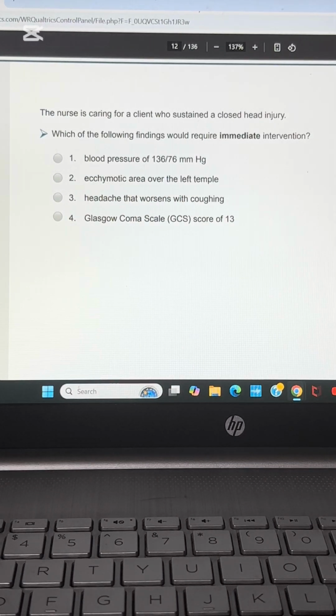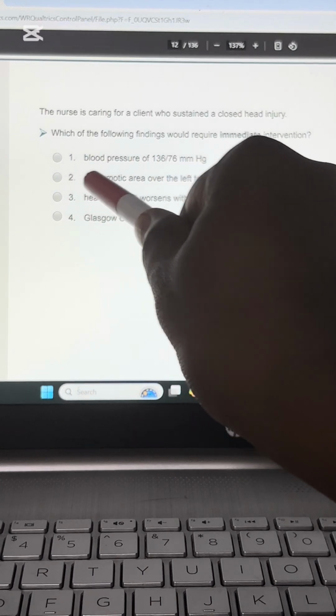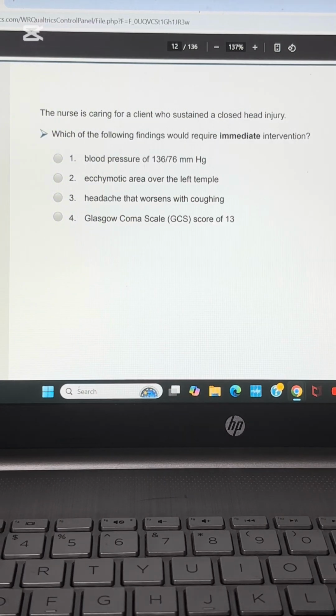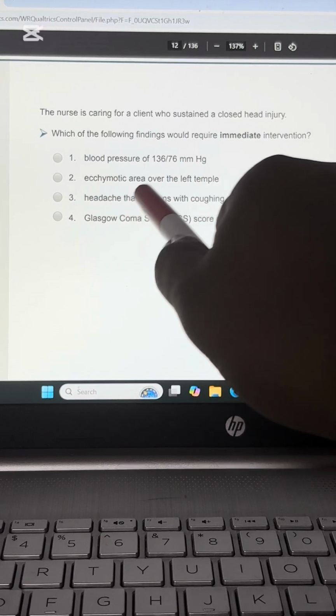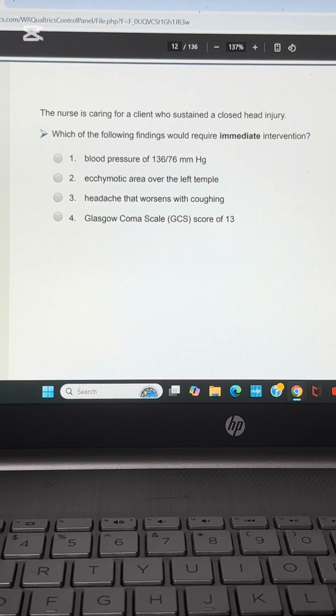Now, ecchymosis is just bruising. So compare a patient that has bruising and a patient that has increased blood pressure. Who is more priority to you? Think about it. Blood pressure is a physiological problem, and bruising is just the outer layer of the skin, nothing. Who will be more priority? One, obviously, right? So I can easily eliminate two and go to number 3. Now, headache that worsens with coughing. Headache is a neurological problem. You understand?